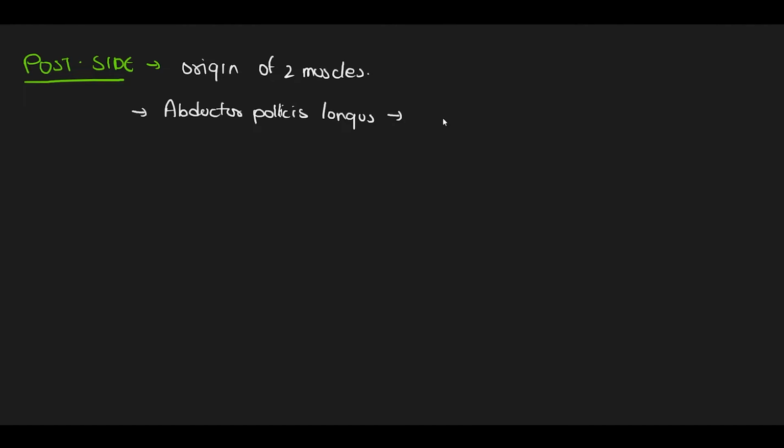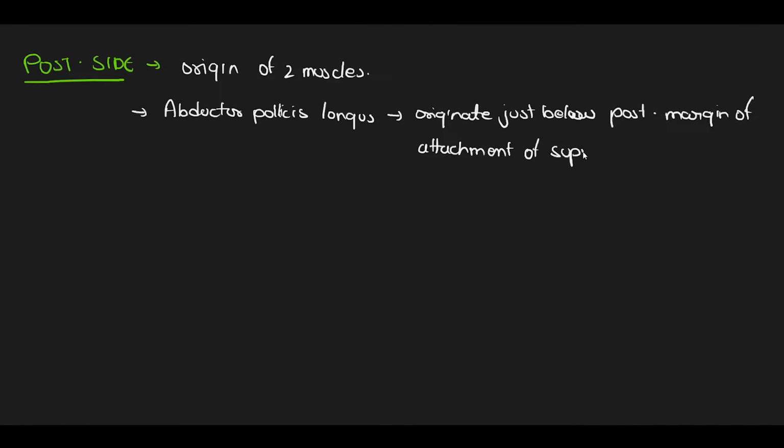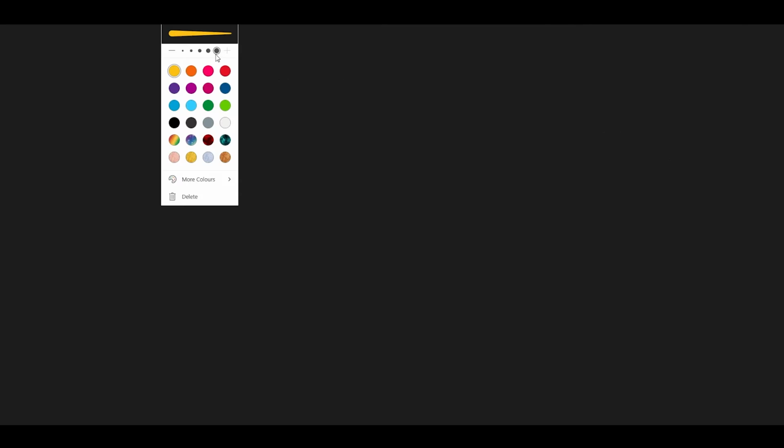It originates just below the posterior margin of attachment of supinator muscle. Where does it originate? It originates just below the posterior margin of attachment of supinator muscle. So, what is the second muscle? That is extensor pollicis longus. This is about the posterior side. Now the shaft of the radius is completed, so what is the next part?